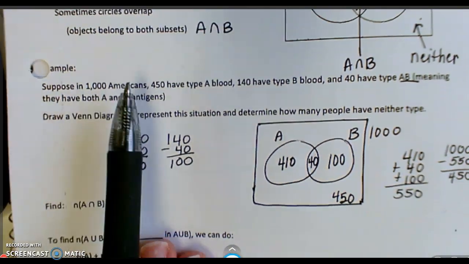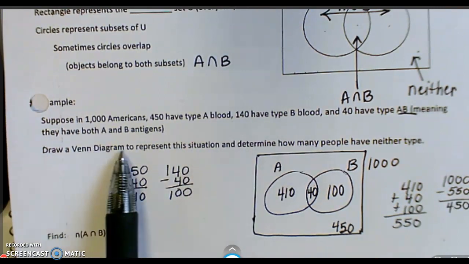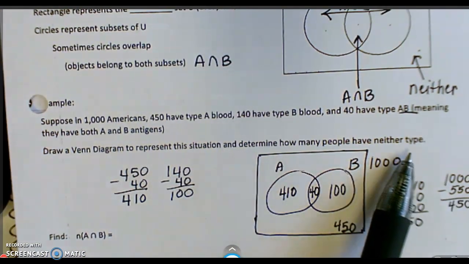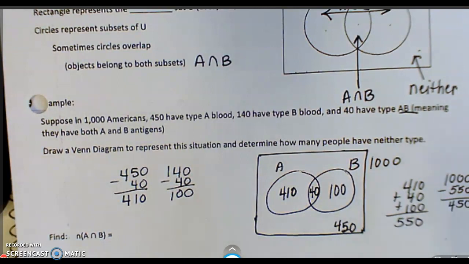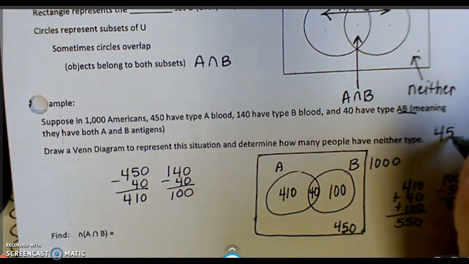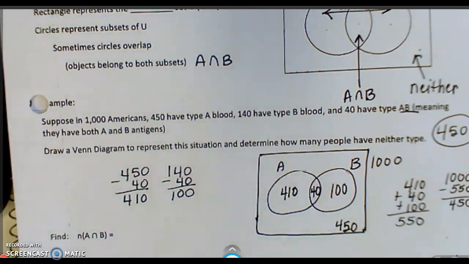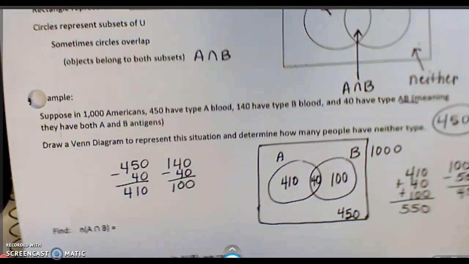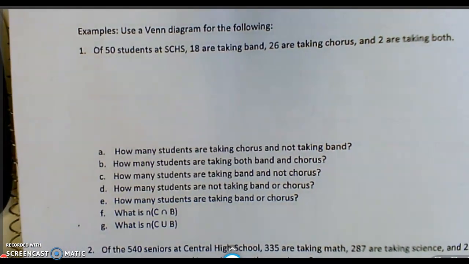Okay, so let's go back to the question. The question said, draw a Venn diagram, determine how many people have neither type. Well, neither type would be the part that's outside the circles. So that's 450, so 450 is the answer. Okay, let's look at some more examples.